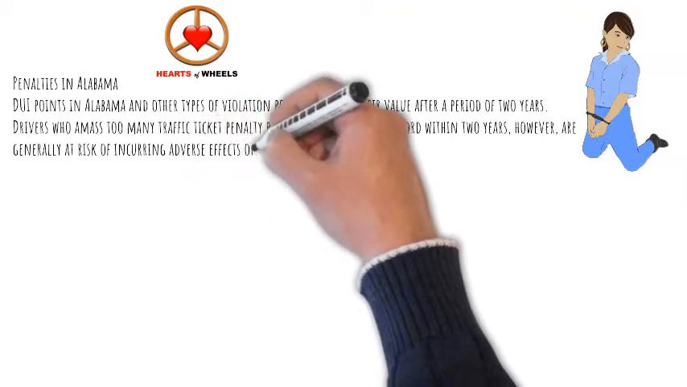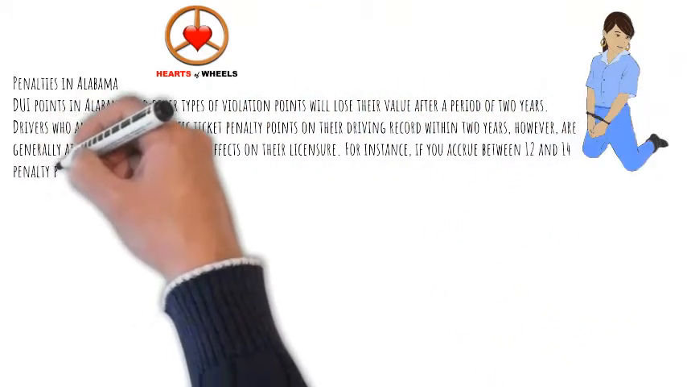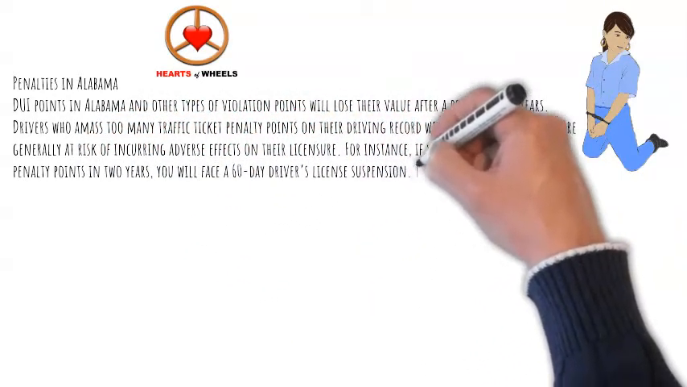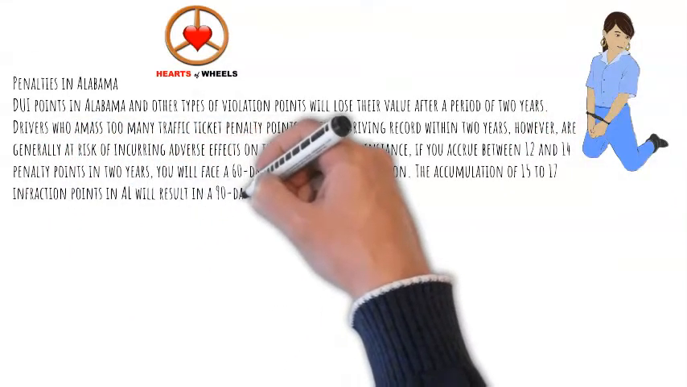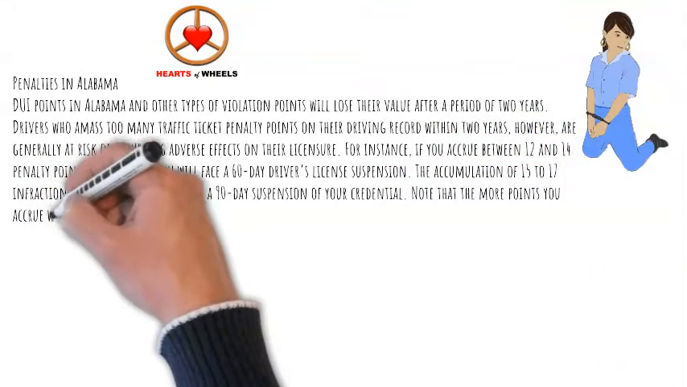For instance, if you accrue between 12 and 14 penalty points in 2 years, you will face a 60-day driver's license suspension. The accumulation of 15 to 17 infraction points in AL will result in a 90-day suspension of your credential. Note that the more points you accrue within the allotted time frame, the longer your suspension period will be.